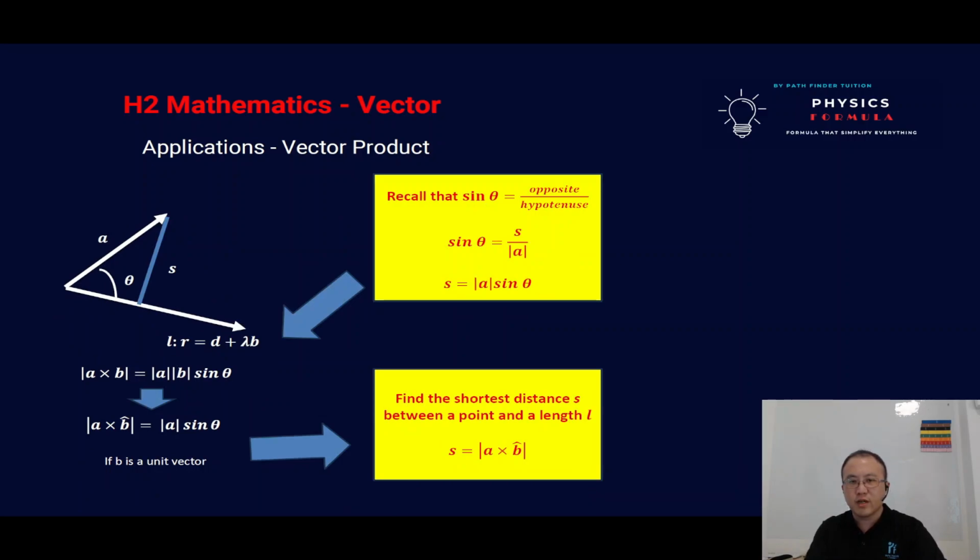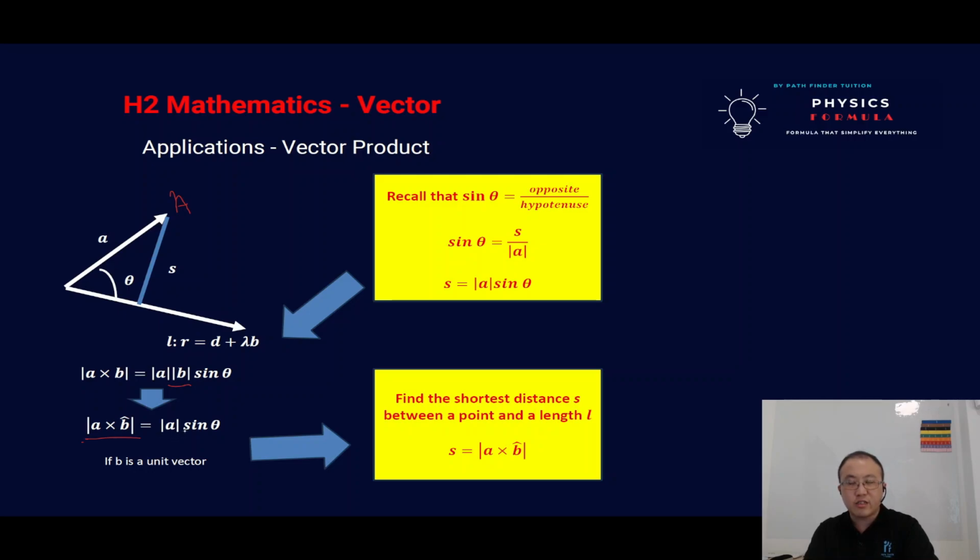Okay, next one. We can also use this to find the shortest distance from a point, let's say the point A is here, to a line. So how do we do it? It also makes use of the vector product. Imagine that you have once again the vector product, and I just want to use the magnitude part. So the magnitude of A cross B is mod A mod B sine theta. If I divide mod B over to the other side, then I get the magnitude of A cross B hat equals mod A sine theta.